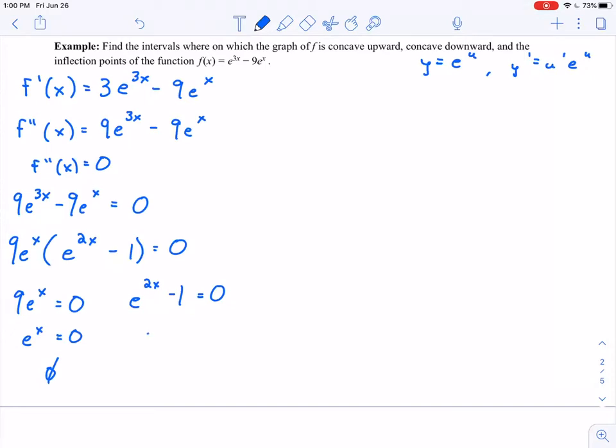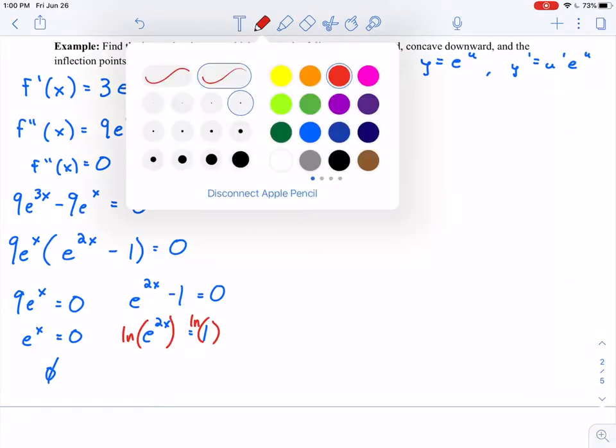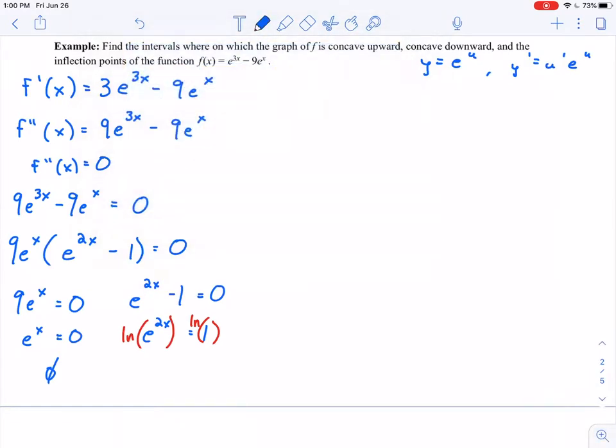I'm going to add 1, so e to the 2x is equal to 1. Here I can take the natural log of both sides, so I'm going to take the natural log of e to the 2x and the natural log of 1, because 1 is in the domain of the natural log. On the left-hand side, I'll have 2x, and on the right-hand side, the natural log of 1 is simply 0. I end up with x equals 0.